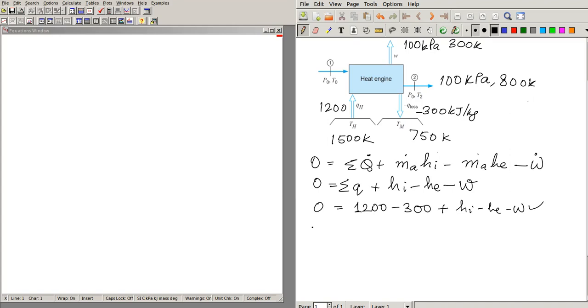By definition, the first law efficiency is equal to the work obtained during the process divided by the amount of heat input to the process. So this should be divided by Q_H. So let's go to our computer and see what the calculation tells us.